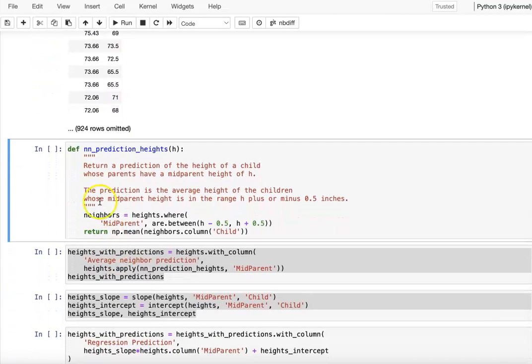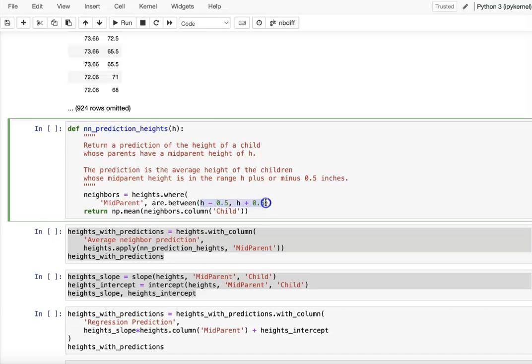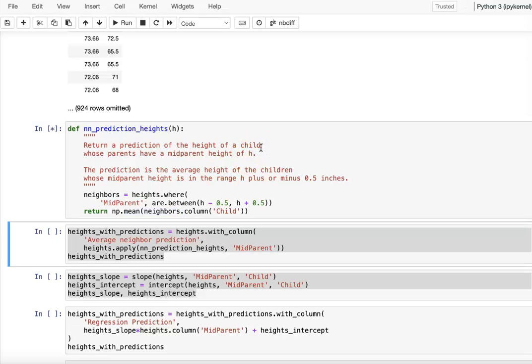According to our nearest neighbor prediction, we take a nearby x to find the average of the y. In this example, we do the same thing as before, using plus or minus half an inch. For example, if the parents' average height is 68, the nearby range is within plus or minus half an inch. That is why we have our prediction height function. Here we pass in the parents' height, find all the children's heights in that range, and then find the average. That is our function.